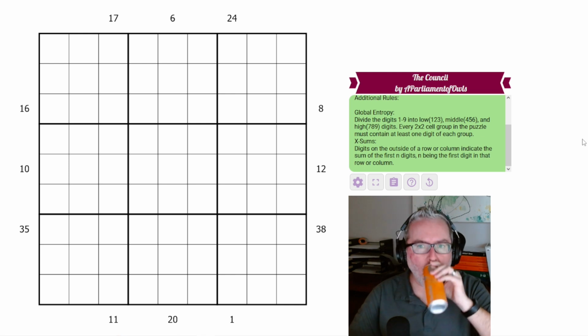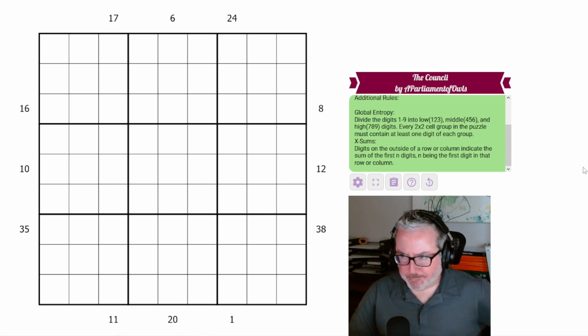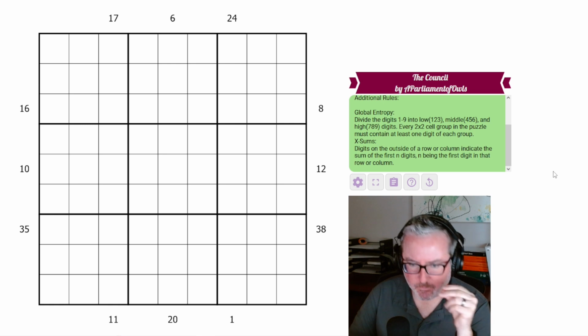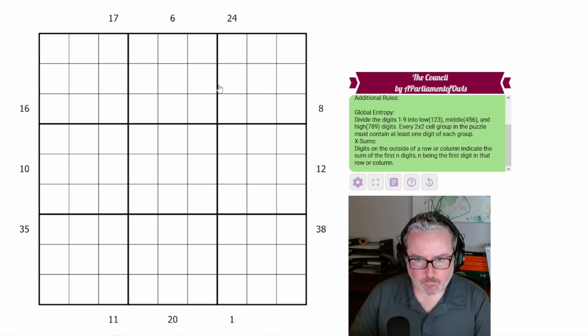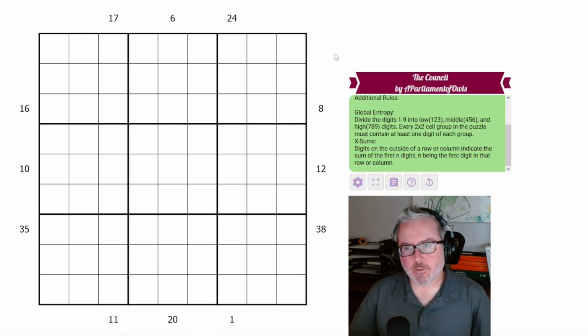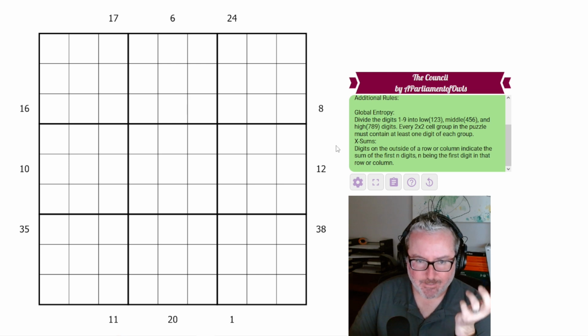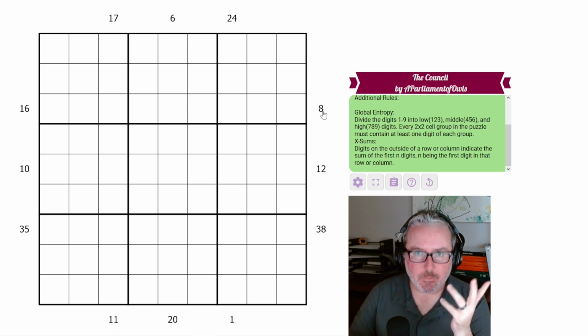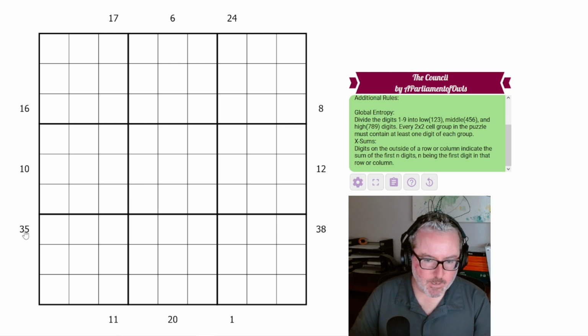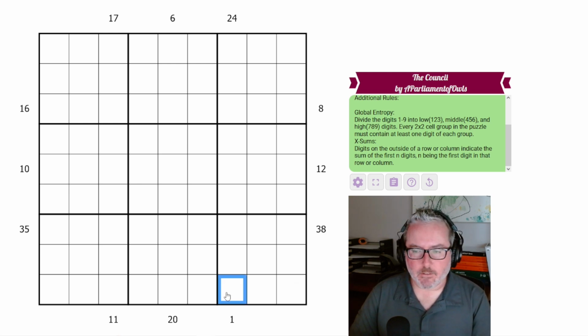So where are we going to start? Well, the first thing is, when we're talking about X sums, really want to focus, if possible, on the very low value clues or the very high value clues. So like the 6 and the 8s would be nice to look at. The 38 and the 35 would be nice to look at. And this one down here is exceptional because there's only one way you can make this one clue work, and it has to just be a 1.